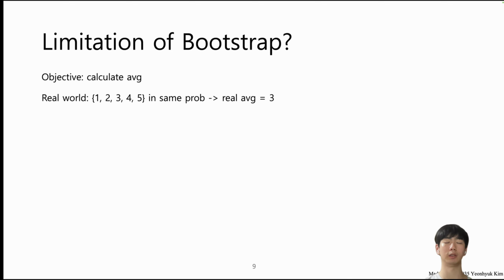Here we have a simple example of estimating an average. Let's think the real world gives us the values 1 to 5 with the same probability. Then the real average will be 3, obviously. And somehow, we get a dataset that has only the value 1. It could happen in real life, and the estimated average is also 1. The model or the analysis cannot find the real average. Therefore, we calculate the average from our given dataset.